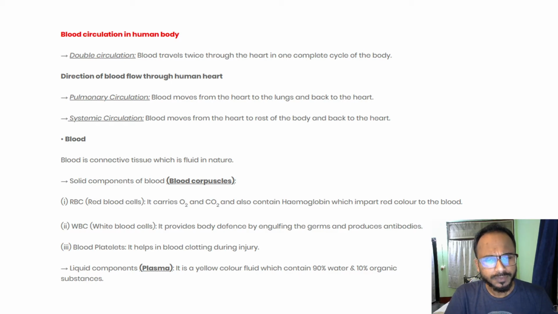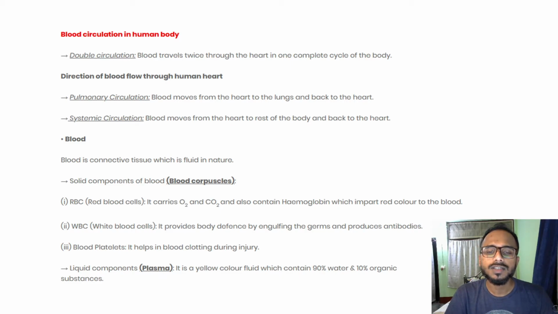Now the liquid component. There is another component in our blood called plasma. As you have heard recently about plasma donation, because of this coronavirus, they do plasma donation. So plasma is what? It is a yellow color fluid which is present in our body. It contains 90% water and 10% organic substances.